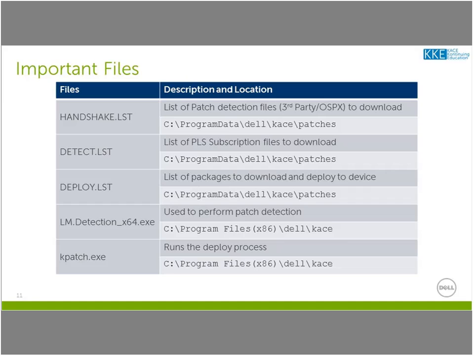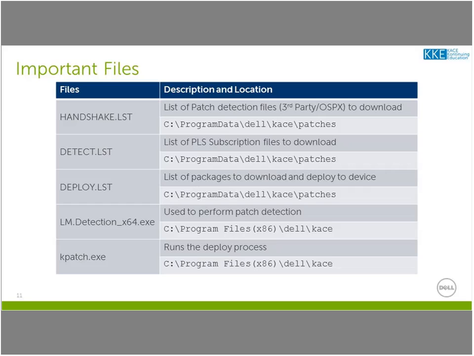All right, so now we talked about some of the types. Let's talk about some of the specific examples of those files. The handshake.lst, and you can see here you've got a description of what the patch does and the path, where the file is held on the local device with the agent installed, okay? So the handshake.lst file is the list of the patch detection files that need to be detected for on that particular machine.